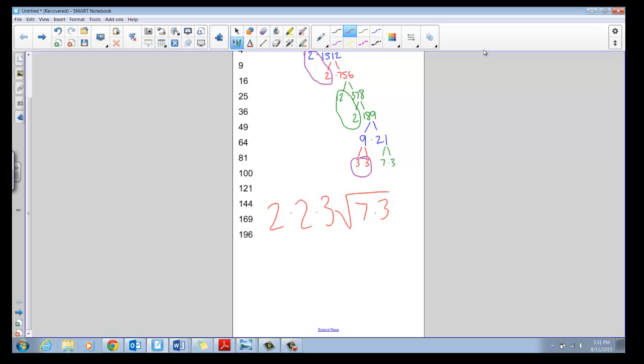All right, so now I've got numbers that are being multiplied together but completely broken down. So now let's multiply them. 2 times 2 times 3 will be 12, times the square root of 7 times 3, which is 21, and that is the same answer that we got before, just in a different way. It doesn't matter which way you do it, whichever one you feel more comfortable with. They both work, and they're both effective.